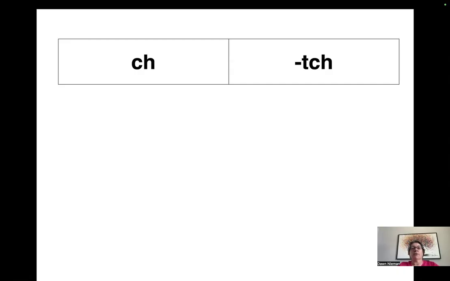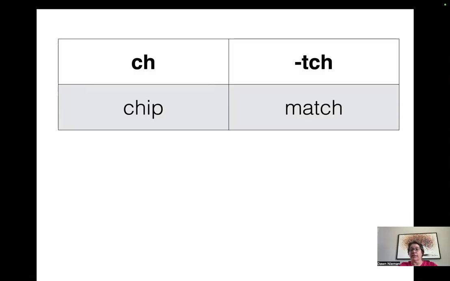So if I say the word is chip, ch, well, TCH, you see that dash in front of it? It means it can't come at the beginning, right? This TCH only comes right after a short vowel, and it's only at the end of words. So I hear chip, ch, i, p. I'm going to pick the CH. Now, if I hear the word match, m, a, ch, a is one of my short vowels, and I hear ch right after it, so I'm going to pick the TCH.